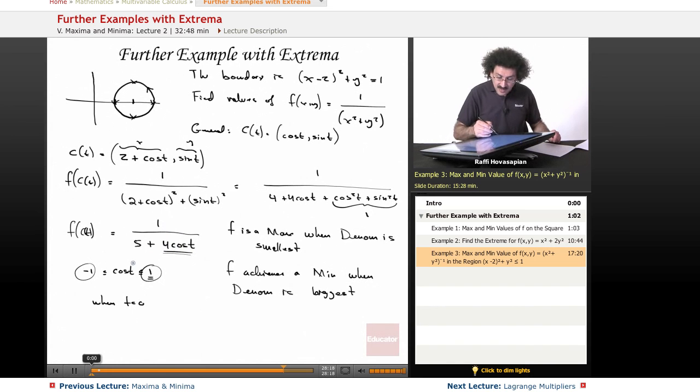Now, cosine achieves its minimum value of negative 1 when t is equal to pi. So when t is equal to pi, the cosine is equal to negative 1. Well, negative 1 times 4 is negative 4. 5 minus 4 is 1. So now it achieves its maximum value there. So let's actually just write this out.